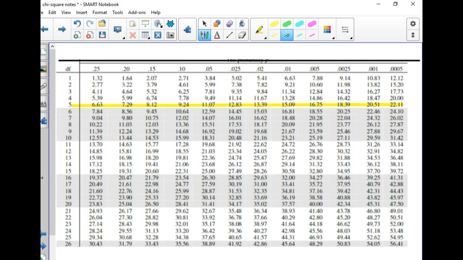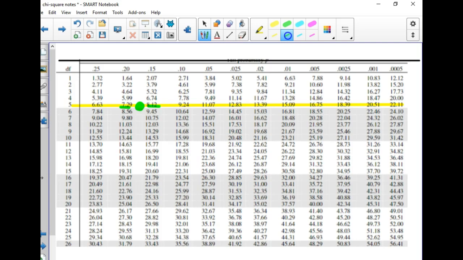What was my chi-square value? 7.99, right? Okay, so for degrees of freedom of 5, I have 6.63. My chi-square value is bigger than 6.63, so keep moving. 7.29. My chi-square value is bigger than 7.29. 8.12. My chi-square value is not greater than 8.12. So my chi-square value falls in right here, right? My chi-square value is between 7.29 and 8.12.